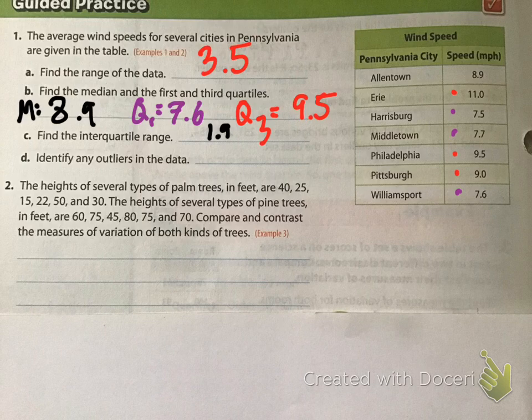So let's check. If I subtract that number from 7.6, I subtract that 2 85/100ths from 7 6/10, I get 4 75/100ths. Nope, all of our data is above that. So all of our data is between this. So we have no outliers. There are none in the data set.